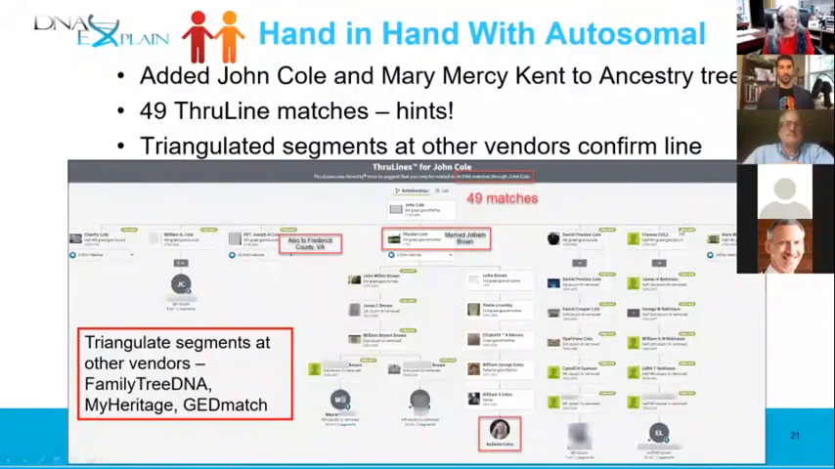So I contacted those people because I wanted to see if these segments triangulate. And some of them were already at other vendors, at Family Tree DNA, MyHeritage, or GEDmatch, where I could triangulate, and others weren't, but they were willing to transfer. And sure enough, these segments triangulate.